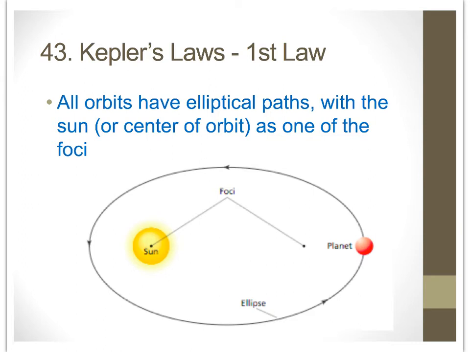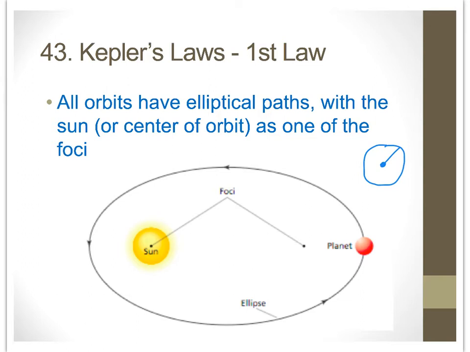We begin with the first law, which tells us that all orbits have elliptical paths, with the sun, or the center of its orbit, if it's orbiting, say, a planet instead of the sun, as one of the foci. So what does that mean? Just a quick geometry refresher here. A circle is a shape where every single point is the same distance, which we call the radius, from a point which we call the center. Every point is the same distance from this central point.